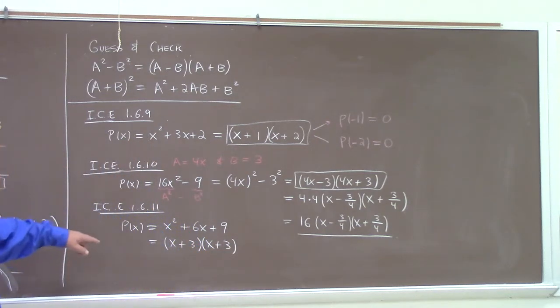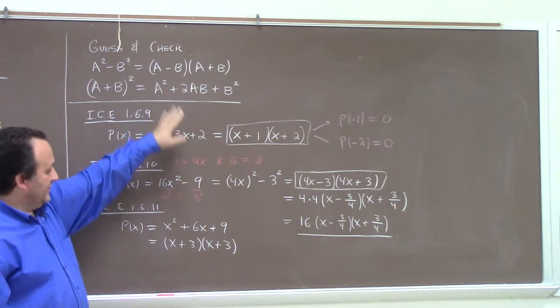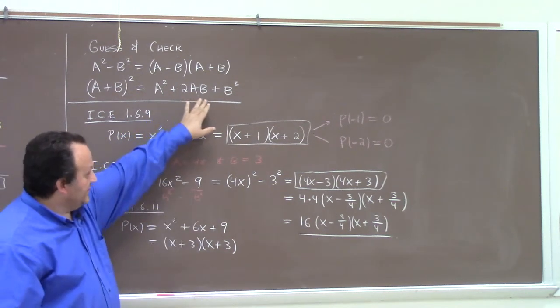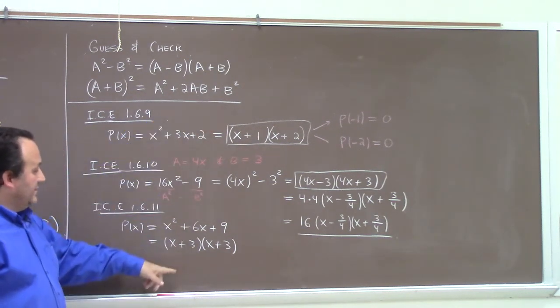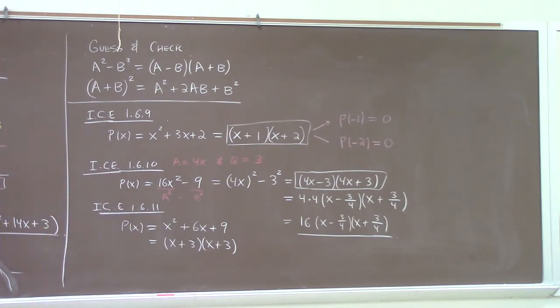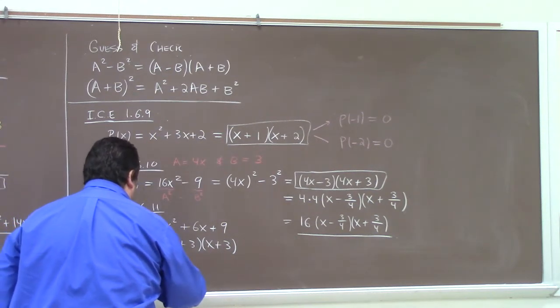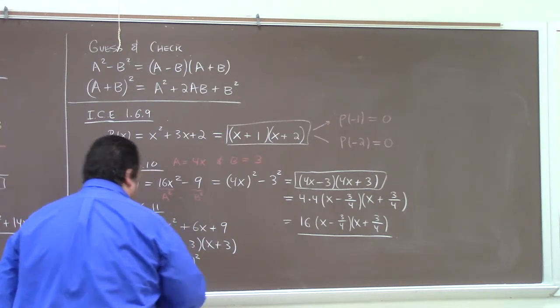If you look at it, it actually fits this pattern, right? Where b is equal to 3 and a is equal to x. Now, if you don't see it as that pattern, that's fine. If you just factored it, that's totally fine. But I'm just saying it is this pattern. That's all I'm saying. And so this is x plus 3 squared, right?